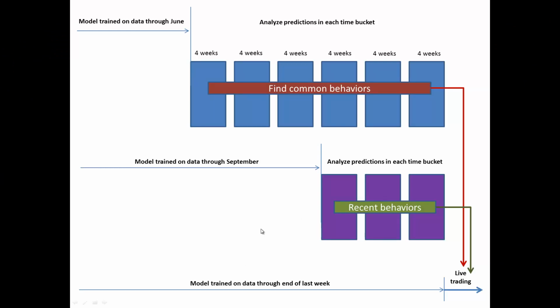What we did for the first 6 weeks, really the first 4 weeks and then 2 holiday weeks, was the analytical process shown on the top here, where I take the machine learning model and I train it on data through the end of June. Then I run that model on data from July through today. And then I break that data up into 4-week buckets, and I look at the predictions the system made and how profitable and unprofitable they were. I'm looking for the behaviors that were profitable.